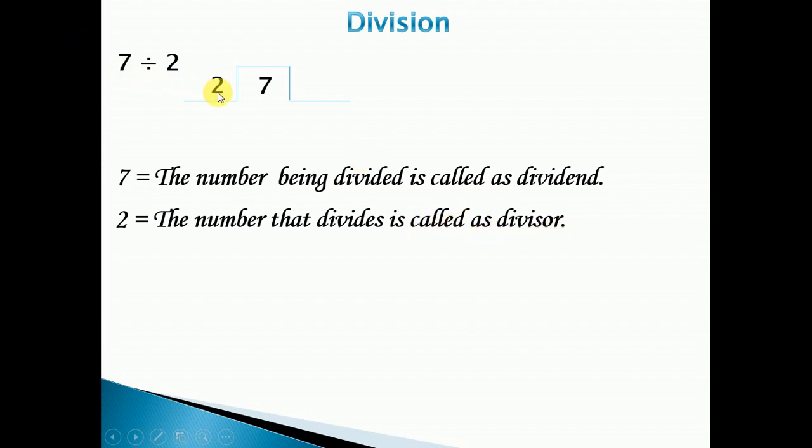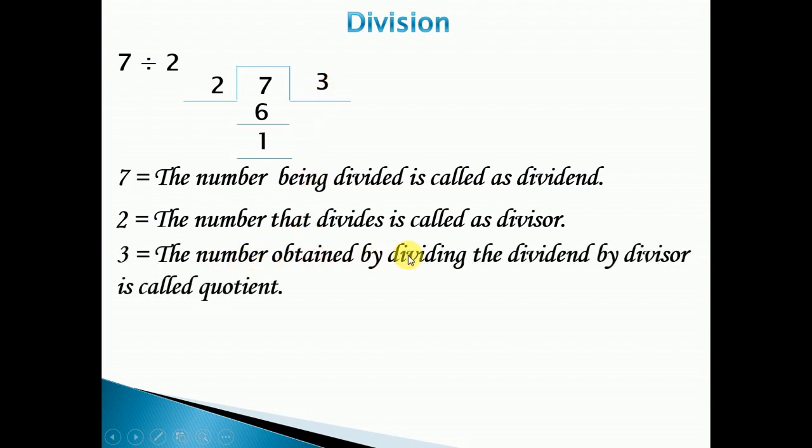We know that 2 into 3 is equal to 6. 7 minus 6 is equal to 1. Here 3 is quotient. The number obtained by dividing the dividend by divisor is called quotient.